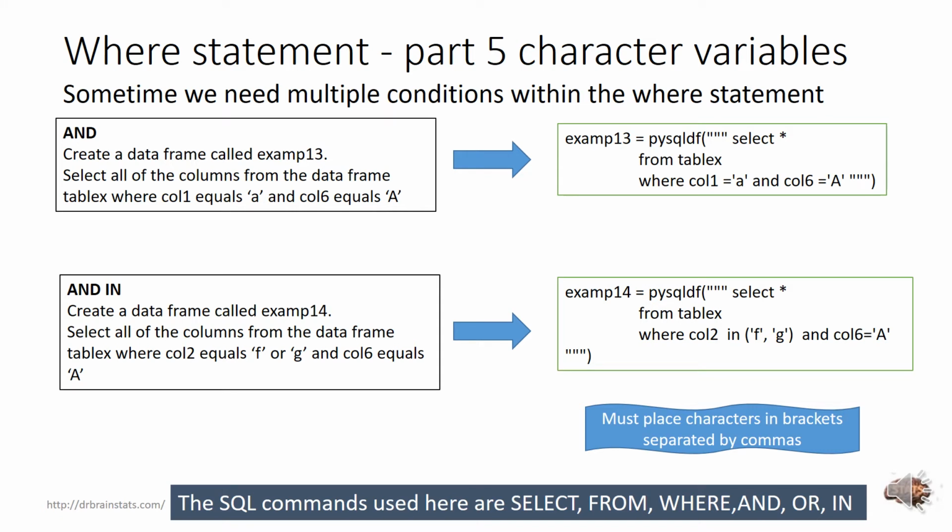Our final slide, covering the basics, shows multiple conditions within a where statement using character-based variables. For the and statement, we just want to show where col1 equals lowercase a and col6 equals uppercase A, and we can see in a where statement. And finally, we can use the and statement and the in statement together, as shown in example 14. You just must place characters in brackets separated by commas.